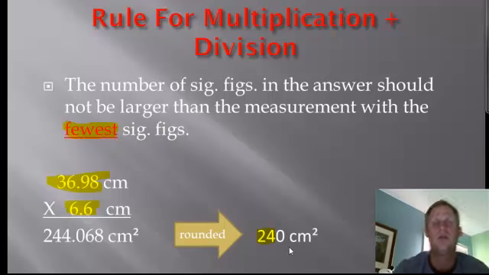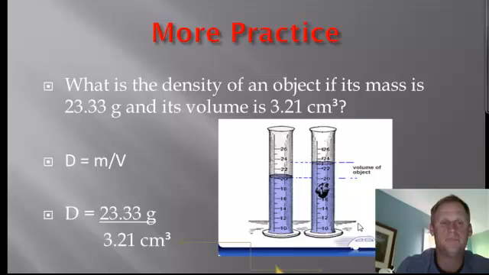There's no decimal. Remember, trailing zeros are only significant if there's a decimal written. So that number only has 2 significant figures. Now it's not 24, it's 240. You need the 0 to show dimension, but it's not significant. It's not a number that we can rely on. What is 244.068 rounded to 2 significant figures? It's 240.